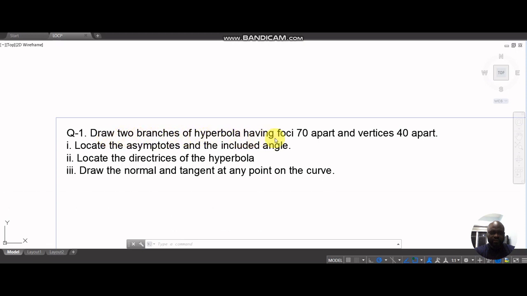Draw two branches of hyperbola having foci 70 apart and vertices 40 apart. Locate their asymptotes and the included angle. Locate the directrices of the hyperbola. Draw the normal and tangent at any point on the curve.